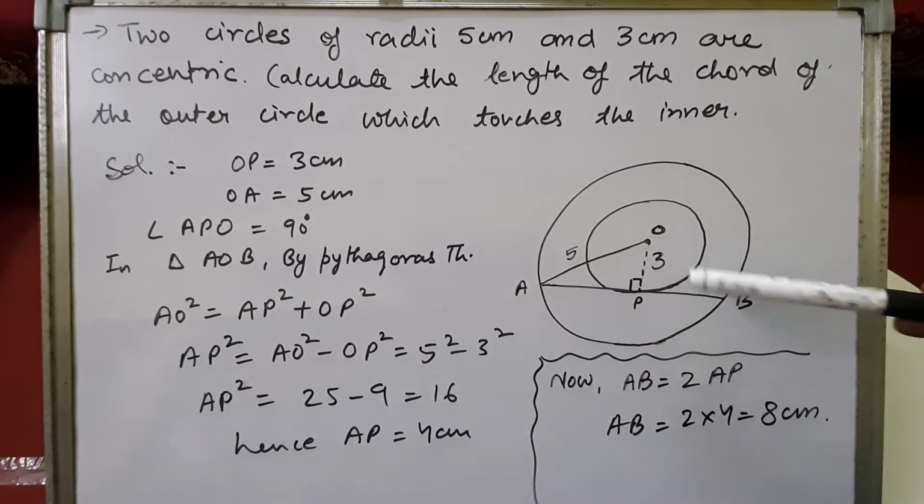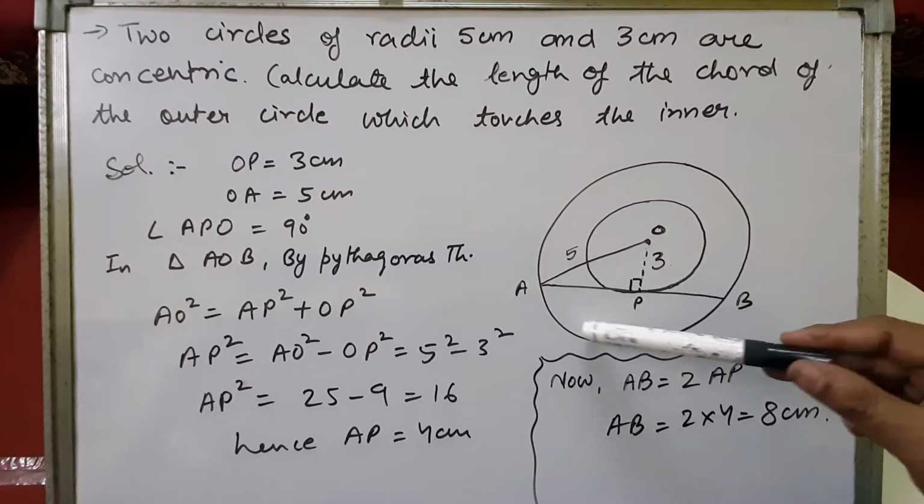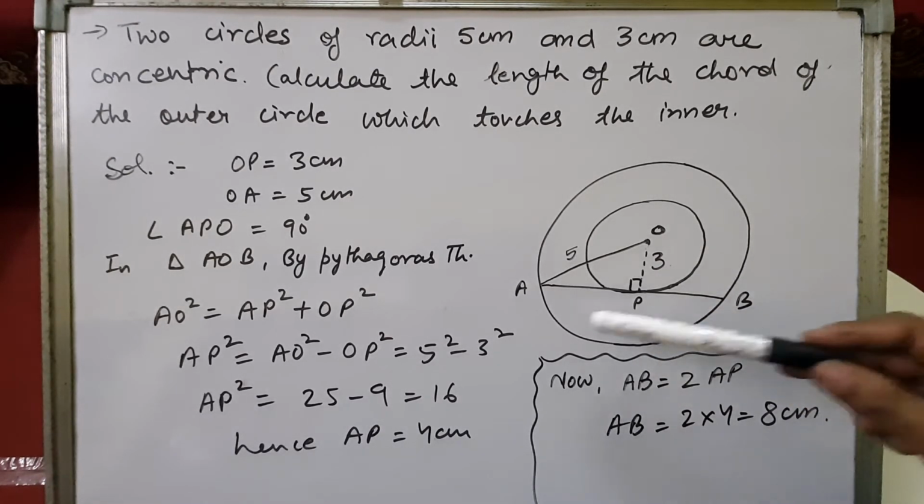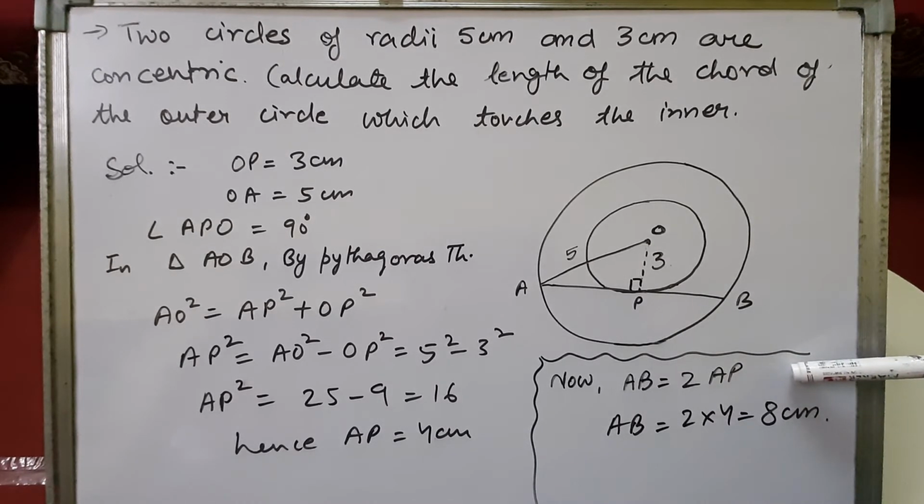Now we know that the perpendicular drawn from the center bisects the chord. That means AP is equal to PB. So AB will be 2 times AP, which is 2 into 4, equals 8 centimeter. Note down please.